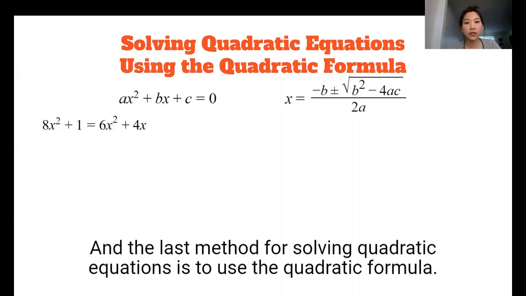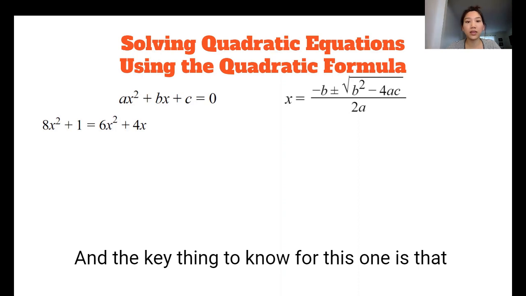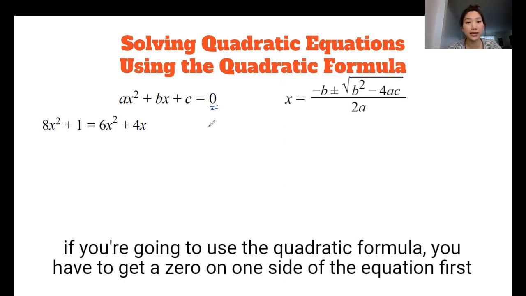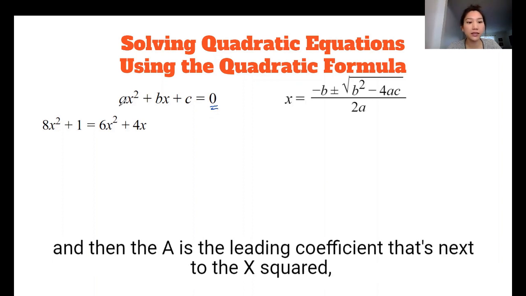And the last method for solving quadratic equations is to use the quadratic formula. The key thing to know for this one is that if you're going to use the quadratic formula, you have to get a 0 on one side of the equation first. And then the a is the leading coefficient that's next to the x squared.